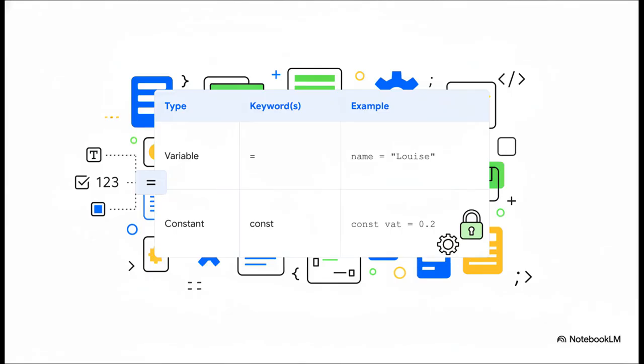Now, pay close attention here, because this is gold. What you're seeing isn't just theory. This is the exact language, the exact syntax that OCR will use on your exam paper. For a variable, it's just a simple equal sign. For a constant, you'll see the keyword const right at the front. Knowing the difference here is non-negotiable if you want the marks.